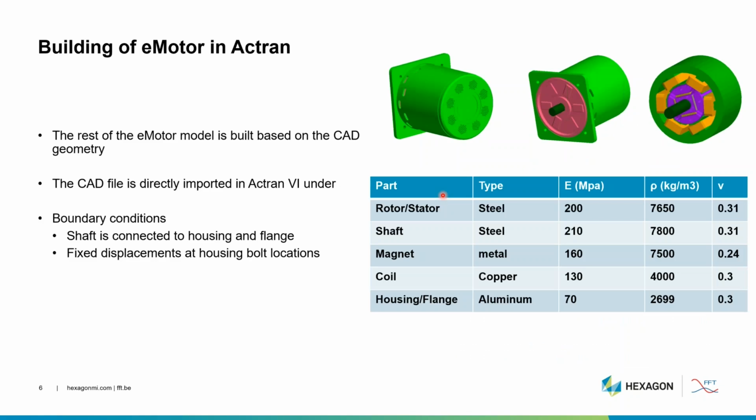Now, when it comes to building the e-motor in Actran, I will not spend a lot of time on this because it's really straightforward. Using the CAD geometry for the rest of the motor, we can directly mesh it in order to create our finite element model in Actran. The CAD is directly imported in Actran, and we use the material properties that you can see on the right-hand side of this slide to define the different parts of our motor. In addition to the electromagnetic forces, we applied some boundary conditions that consist in fixing the displacement of the housing, the green part that you can see here, and also connecting the shaft to the housing.